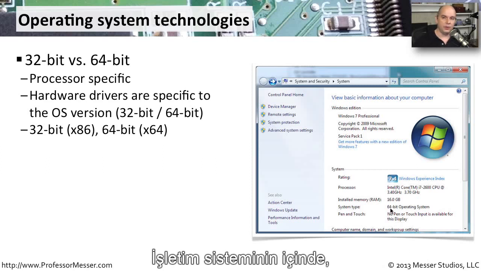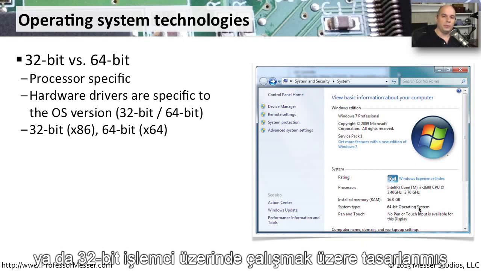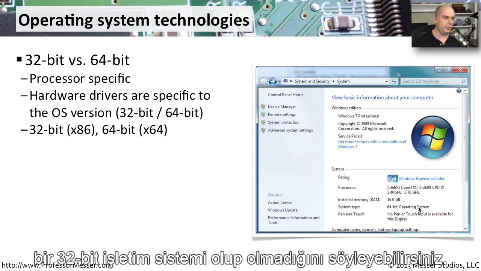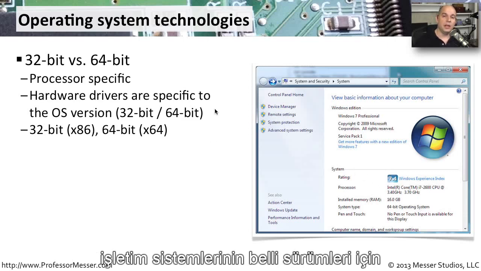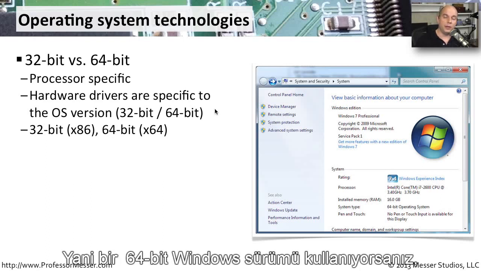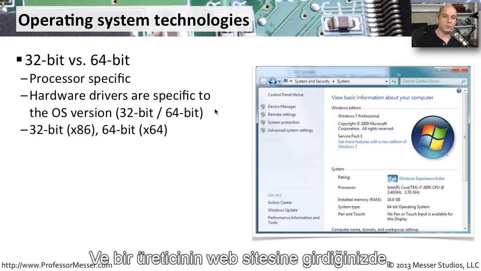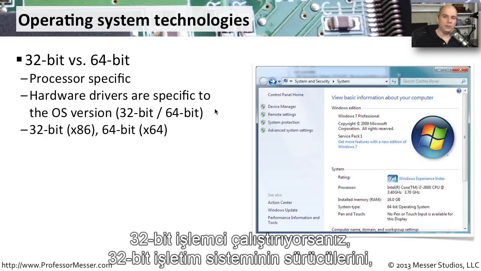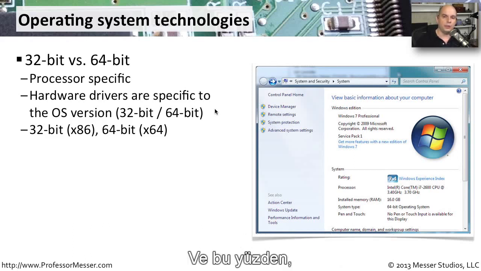You can tell inside of your operating system if it is a 64-bit operating system that's designed to run on a 64-bit processor, or if it's a 32-bit operating system that's designed to run on a 32-bit processor. The hardware drivers that you're going to use in these operating systems will be written for the specific edition of the operating system. So if you're using a 64-bit Windows version, you will need 64-bit drivers. And when you go to a manufacturer's website and it asks you to download drivers, you have to choose whether you're running 32-bit or 64-bit, and that's why. The drivers are completely different between those different versions.